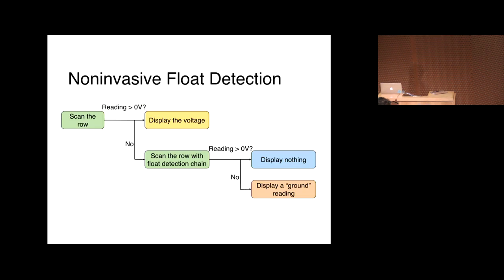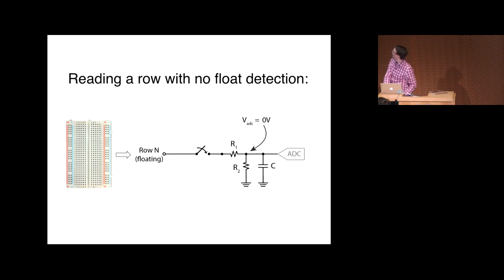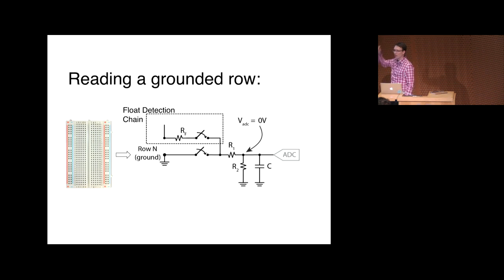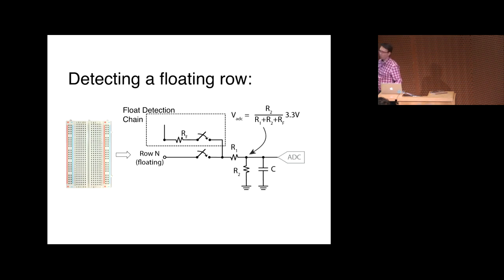So we've come up with a non-invasive float detection algorithm where we do one pass where we scan every row. If the reading is higher than 0 volts, well, then you have an actual voltage on it. Then we just display that. And then we do a second pass for everything that read 0 volts. We now connect it through a pull-up resistor to voltage. And so if your row is actually grounded, you're still going to read 0. But if your row is floating, now you have a very predictable voltage that you will read at that pin. And so that gives you a nice way of figuring out where nothing is actually connected at all and where you are really grounding your rows.